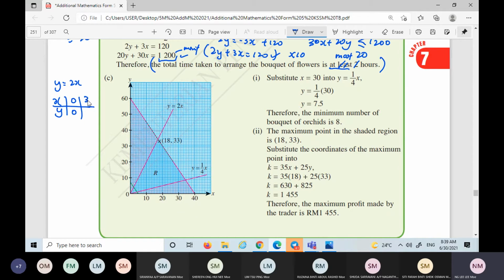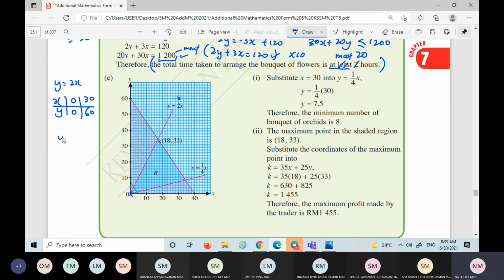Let's say you choose 30 here, then 30 times 2, so the y value is 60. 60 is still here. So 30, 60 is another point. And with 0, 0, you draw the line. So this is the y equals 2x line.